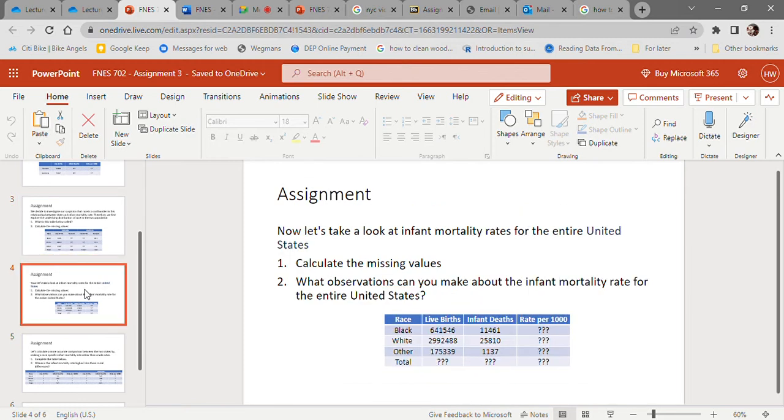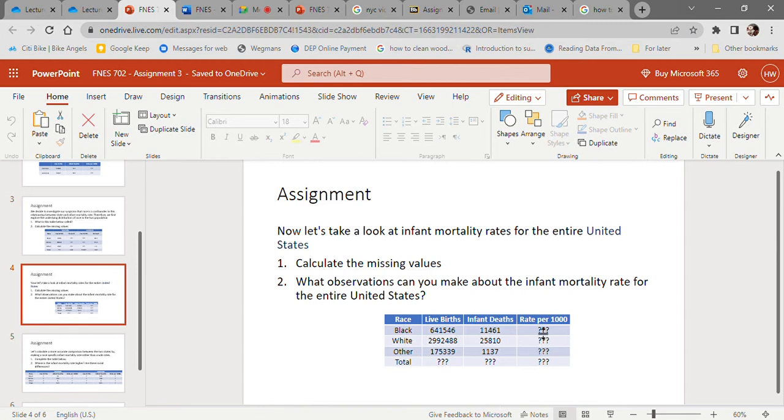So let's go back now. Let's look at the infant mortality rates for the entire United States. Remember, this was slide 14, when we're comparing to the entire population. So here, calculate the missing values, and then what observations can you make about infant mortality rate for the entire United States? Again, for the totals, you're going to sum this column down to get the total number of live births and the total number of infant deaths.